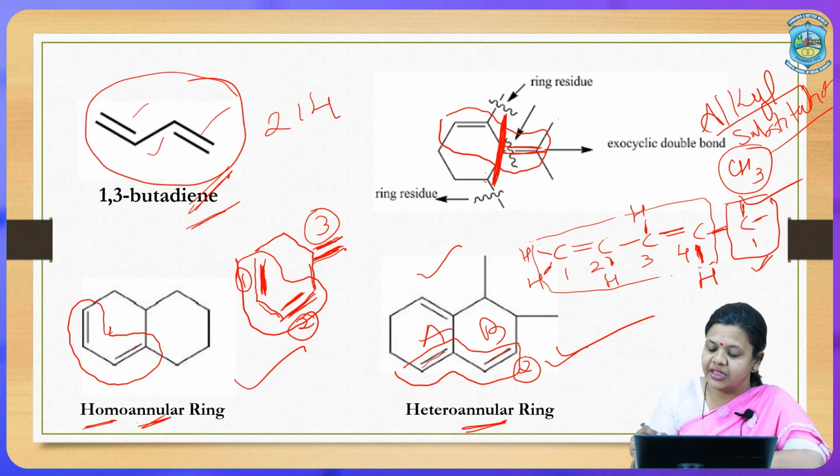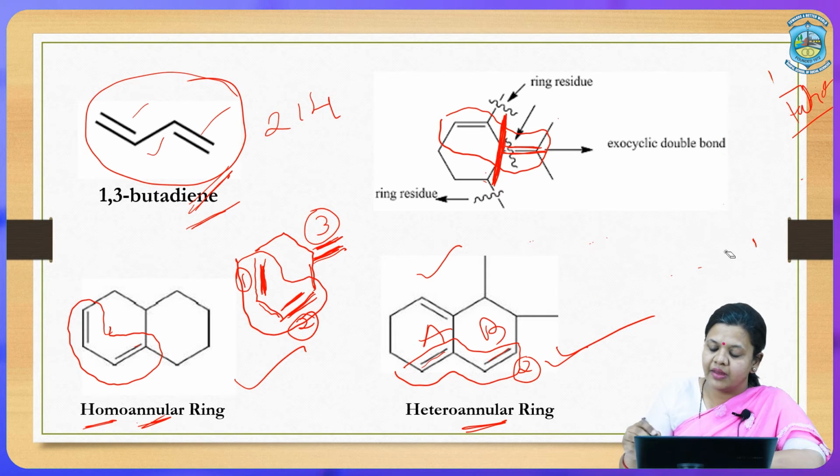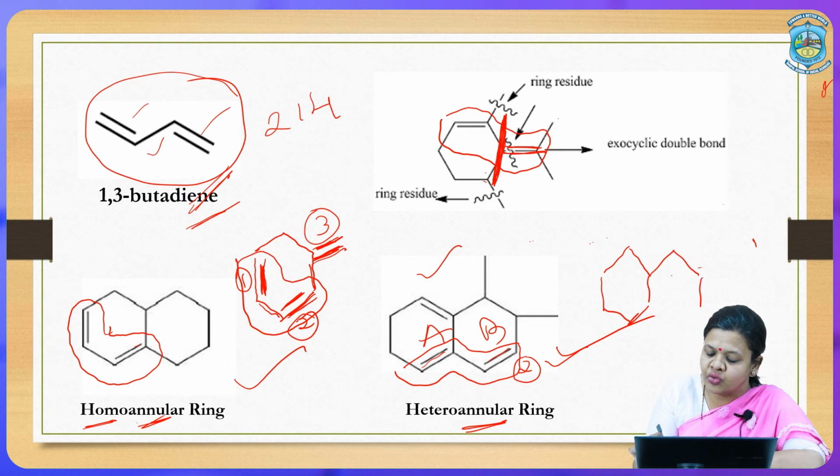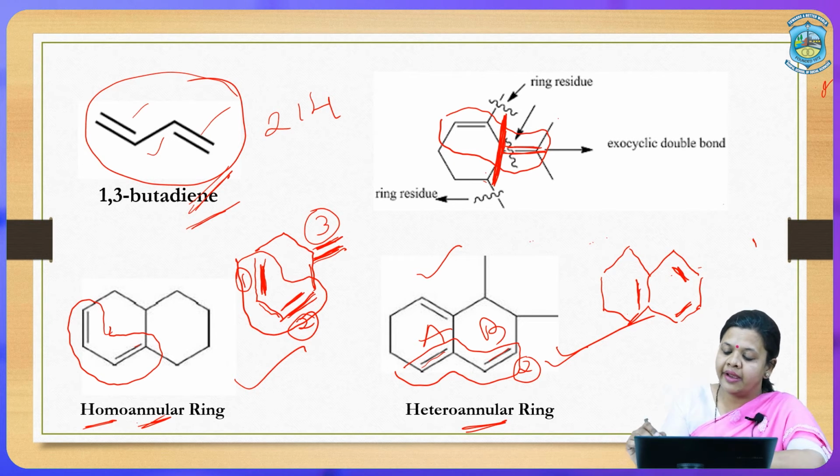Let me just clear it. A condition may be like this. If this is a ring, benzene, we are making two rings, and in this ring, if this is the condition, here this is your 1,3-butadiene, bond number 1, bond number 2 and bond number 3.